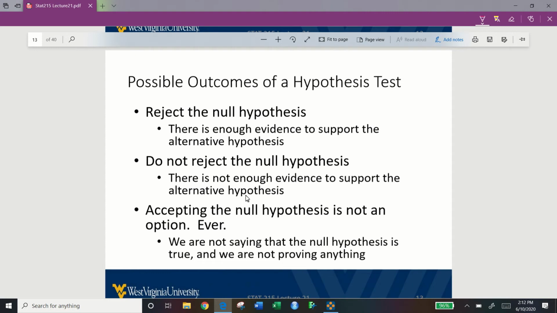Something that is very, very important for you to know and understand, because it is a common mistake: accepting the null hypothesis is not an option ever. We are not going to say that the null hypothesis is true, and we are not proving anything. We can either reject or not reject the null hypothesis. We never accept it.